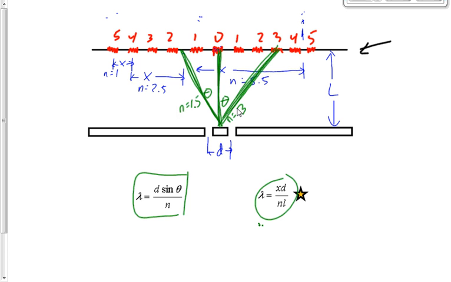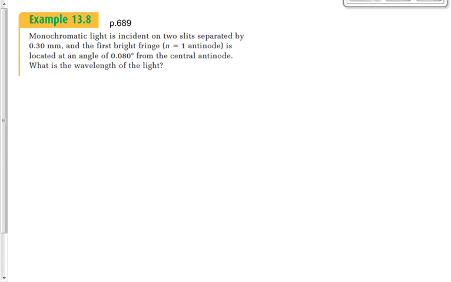This equation is always valid. So if in doubt, what should you do? If in doubt, use this one. It just means sometimes a little bit more work, that's all. Okay, we got two example problems that I want to do today, and then that's it.